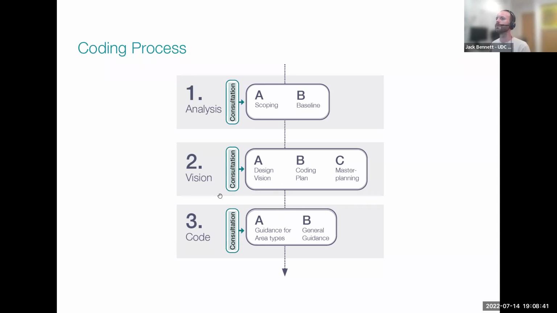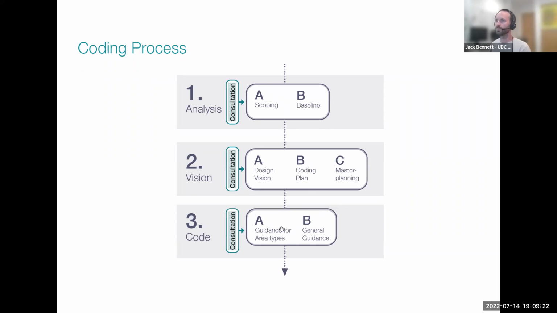Next stage is the vision, setting out our collective vision for how we want new places to be, how we want Uttlesford to be and respond to the future. A coding plan of where the codes will apply, and then master planning, which is very much linked to site allocations as they come forward in the local plan process, and that's looking at specific sites, applying the design vision and the guidance to try and agree and collaborate on how those sites may come forward.